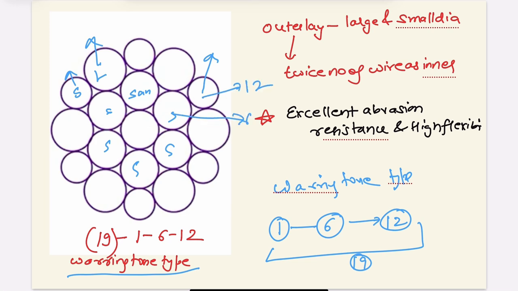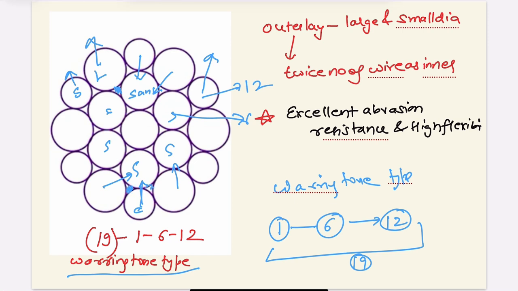Okay, and in the outer layer the smaller circle sits at the crown and the bigger circle sits in the valleys. These are the valleys. The smaller circle sits on the crown, and the bigger circle sits in the valleys.